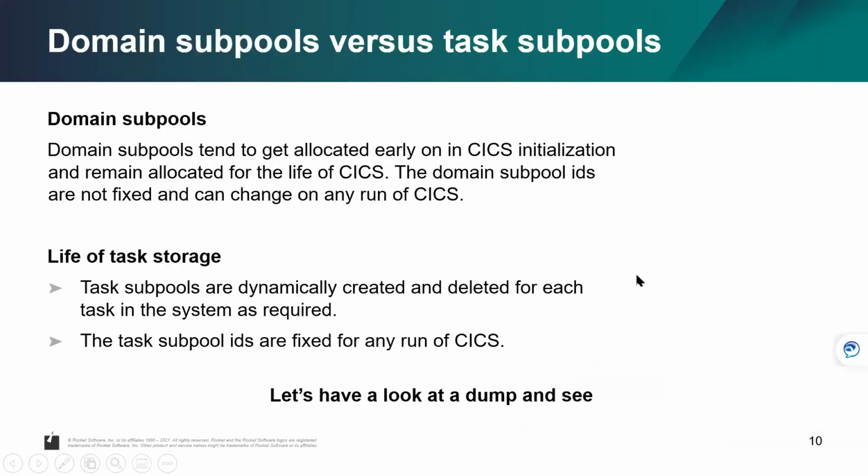So again, we mentioned what domain subpools are, but they're allocated early in life, and I'm going to show you an example of them. Effectively, they separate out the storage that domains use for different types of things, certain types of control blocks, where your transient data or temporary storage control blocks live, and so on. And then there's task lifetime storage, which is more interesting to us because we're in the midst of debugging storage violations. And when we take a look at storage violations, we're going to be mostly interested in the life of task storage, right?